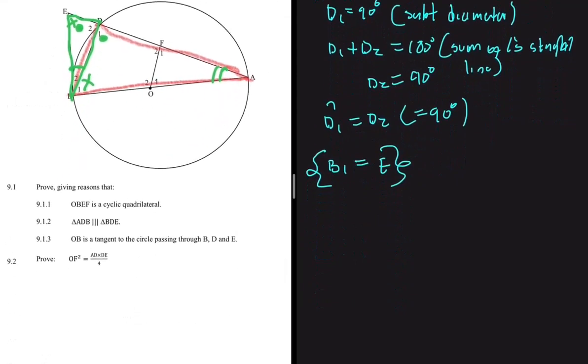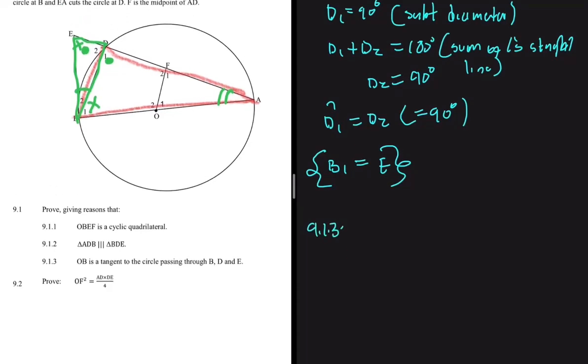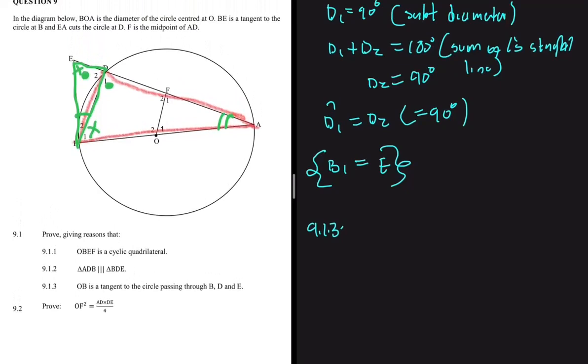So we have 9.1.3. 9.1.3 is saying, let's prove, giving reasons, that OB is a tangent to the circle passing through BDE. So let's construct that circle so that we can have clarity, right? We want a circle passing through B, D, and E. It's a circle that looks something like this. It's passing through B, it's passing through D, and then it should pass through E.